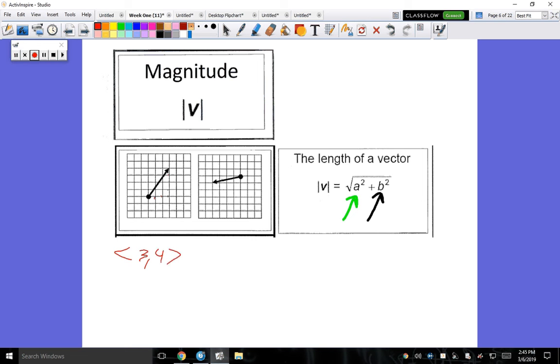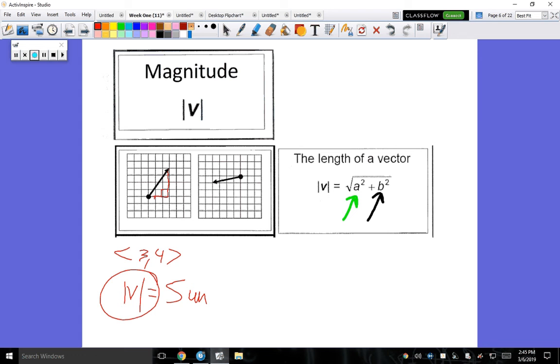But I want to know, what is the magnitude? So it's like making a little mini right triangle and just doing Pythagorean theorem. It's going to be a 3, 4 what? 3, 4, 5. So I almost said it wrong. Not the absolute value of v. The magnitude of the vector is 5.